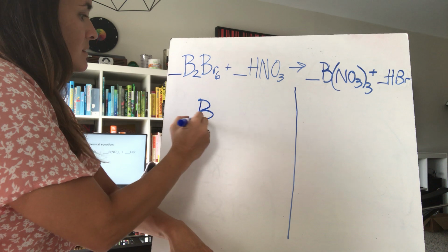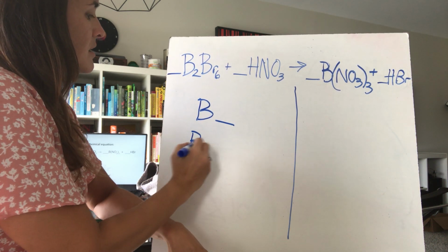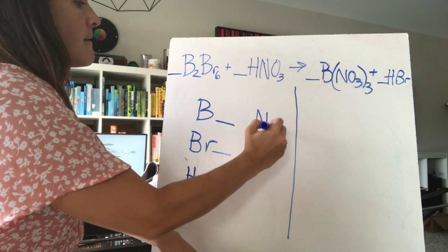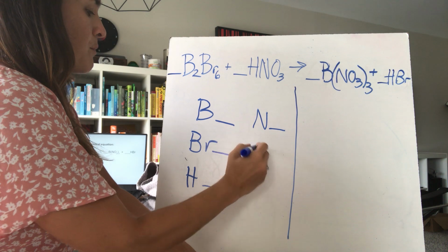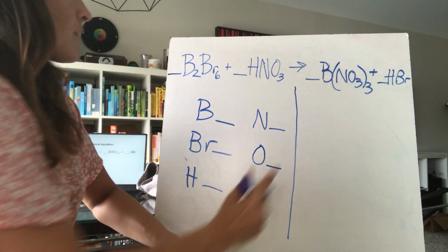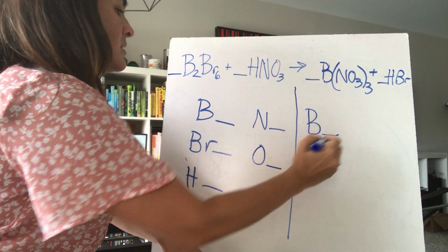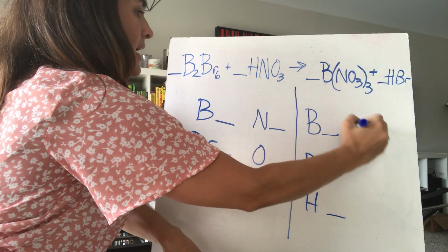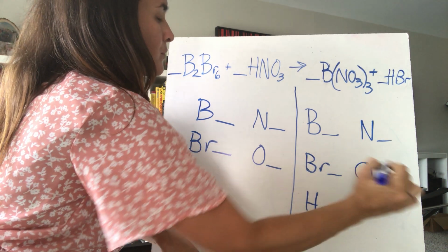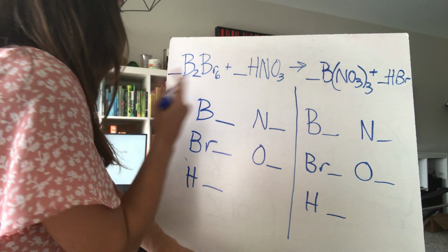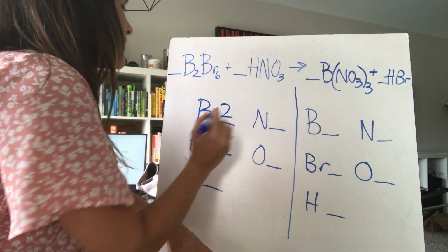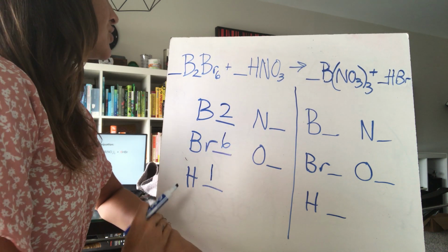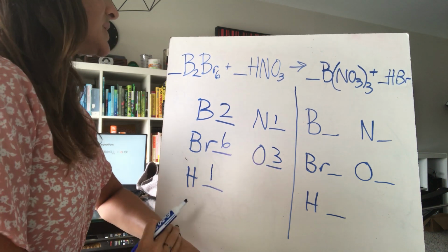I have B, BR, H, N, and O. Here we have to have the same, so B, BR, H, N, and O. So go ahead and start by putting the different numbers, right? So there's 2 of these. There are 6 here. 1 hydrogen, 1 nitrogen, and 3 oxygens.